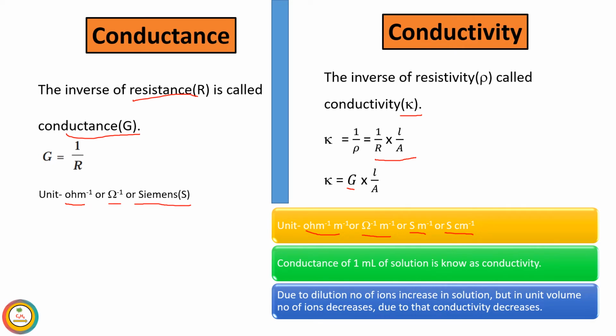We can understand this with the help of an example. Suppose we have an ink solution in a beaker. When we start to dilute that ink solution, the color of the solution will start to fade. Why does it fade? Because the number of ink particles present in the unit volume decreases. By this, we can easily conclude that conductivity decreases by dilution of solution, because the number of ions in a unit volume of solution decreases.